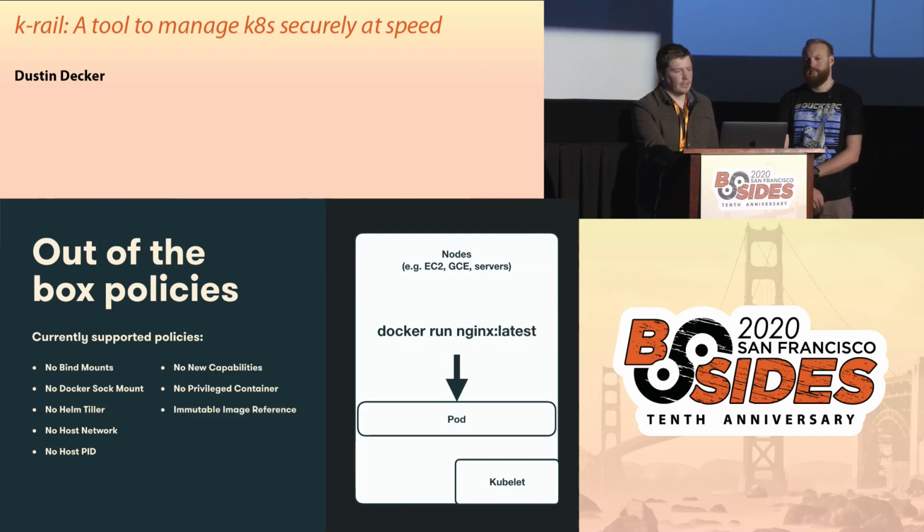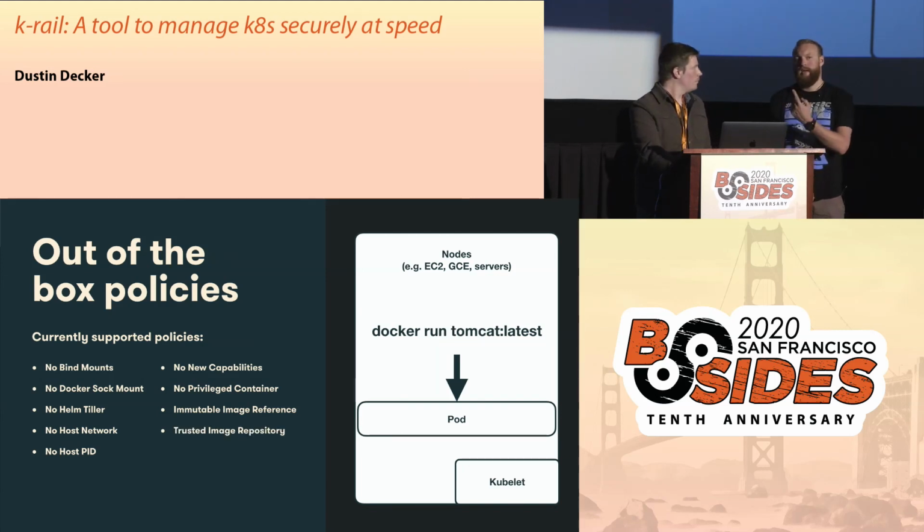Mutable image reference enforces hash pinning on the images. And this is important because the tags that people often use can change under your feet. And this can be problematic if a malicious image was replaced, or just from an operational standpoint because the software version changed. And this one's slightly different here, where it's docker run Tomcat instead of Nginx.